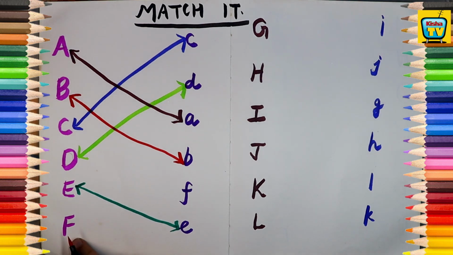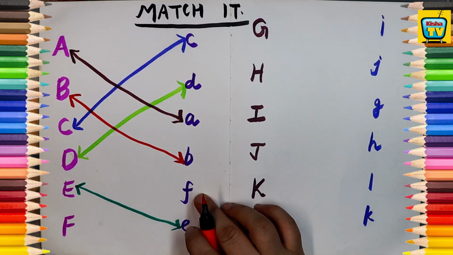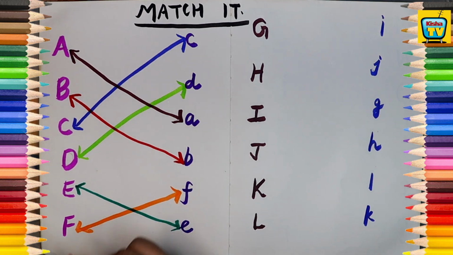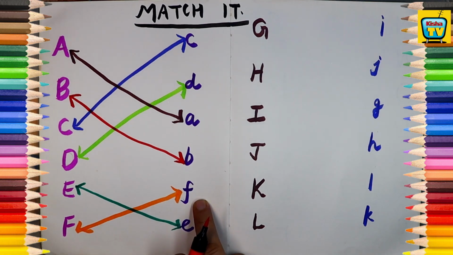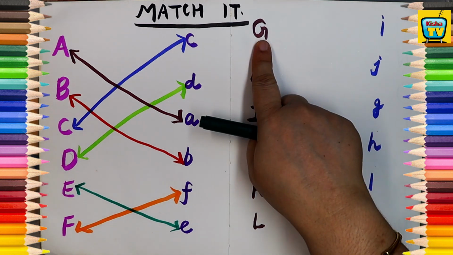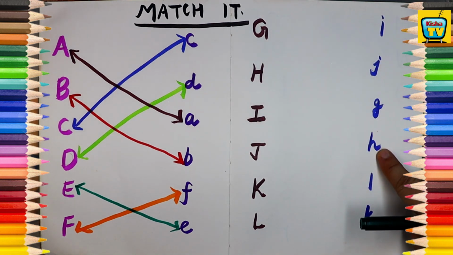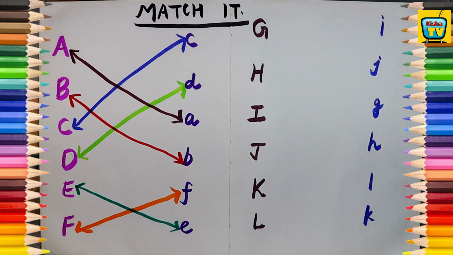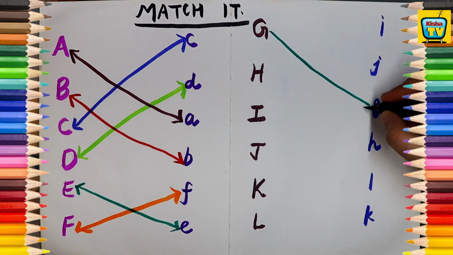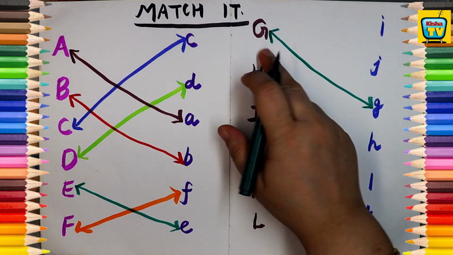F, F for fish. Big letter of F. This is small letter of F. So match the F. F for fish. G. This is big G. Where is small G? Yes, this. So we will match big letter of G to small G. This is G. G for goat.